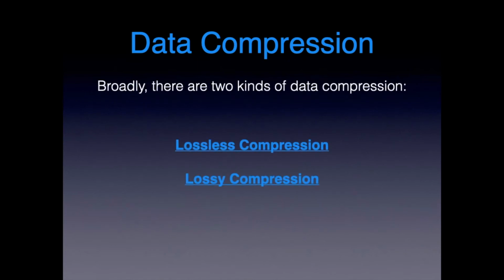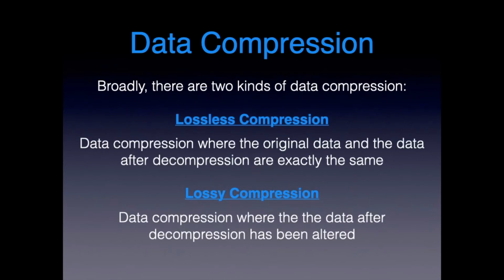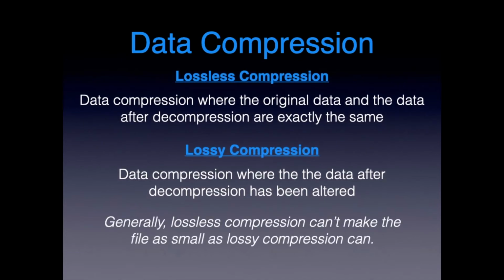Broadly, there are two types of data compression, lossless and lossy. As you might assume from the names, in lossless compression, the original data and the data after decompression are exactly the same. And in lossy compression, some of the data is lost in the compression and then decompression process. The reason lossy compression exists, though, is that you can make files smaller with lossy compression than with lossless.